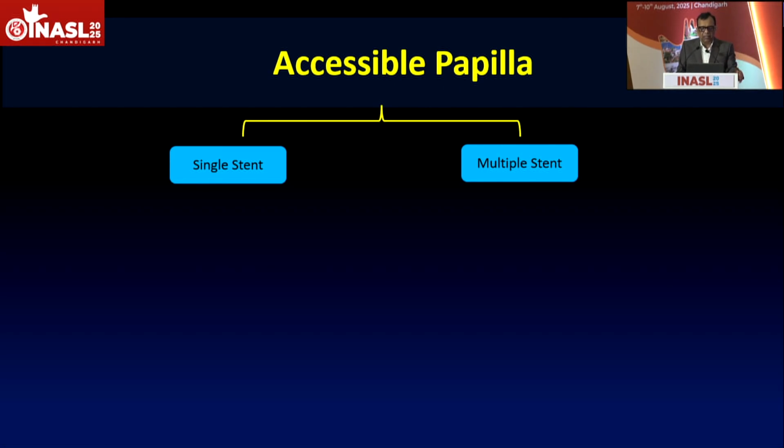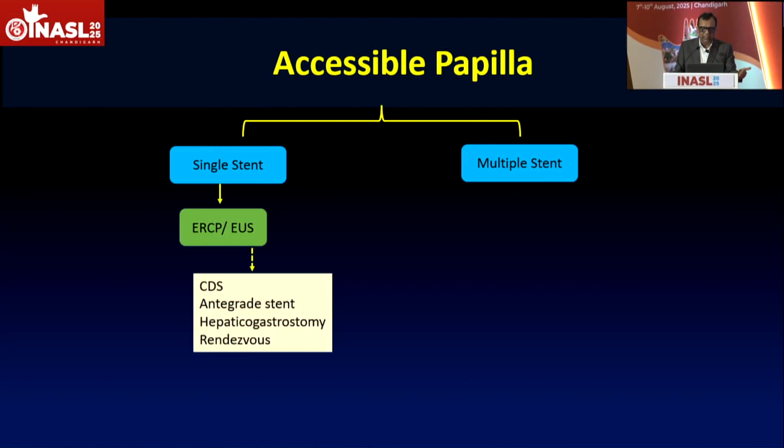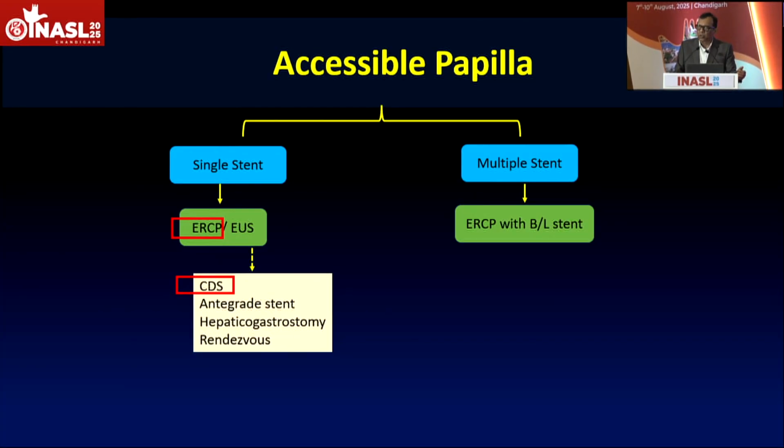Let me further dissect it. Accessible papilla, single stent required. So in this case, we have ERCP and EUS. With EUS, you have 4 modalities: CDS, which is most commonly done, antegrade stent, hepaticogastrostomy, or rendezvous technique. Now, the main controversy in this situation is between ERCP and CDS, and I'll address this in the next few slides. And of course, in the multiple stents, ERCP with bilateral stenting is still the standard of care, and I think there is no controversy about it.